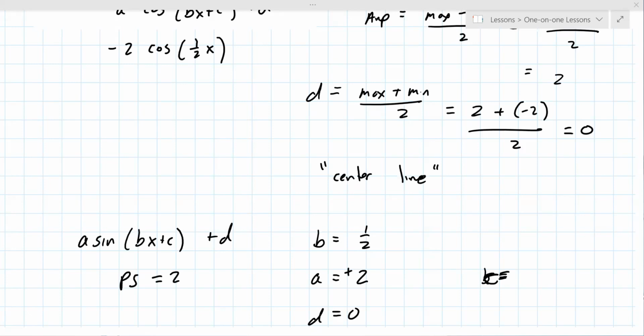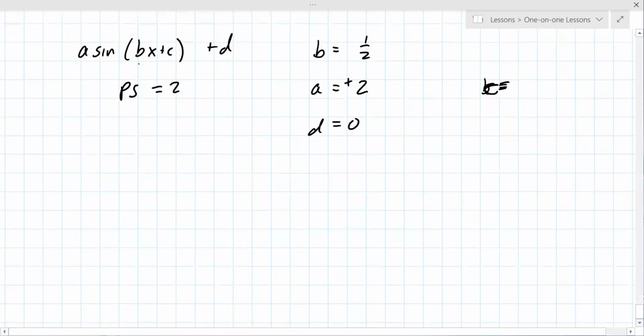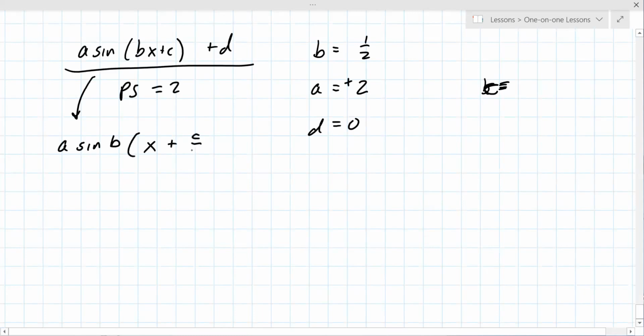The problem though is that what really needs to happen here, and I don't even know if you've seen this before, is it's a sine, and you're supposed to pull this b out. So it's x plus c over b that goes here, plus d, and c over b is equal to -2, because it's really 2 going right.